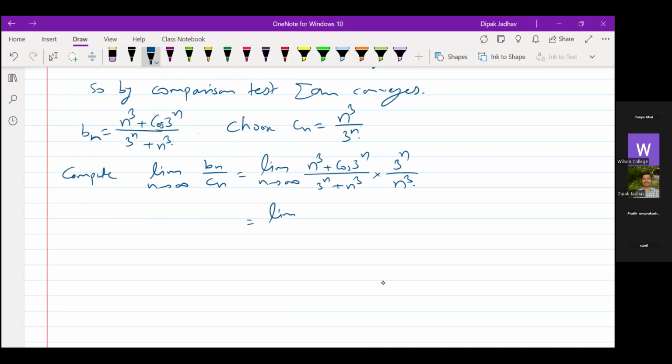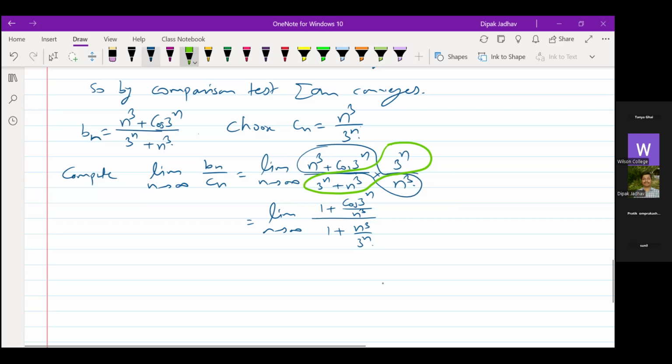So what are you going to get? Limit n tends to infinity, 1 plus cos of 3 raised to n upon n cube, and here you'll have 1 plus n cube upon 3 raised to n. Is it okay? We divided this term by this, and this term by this. We have written something like this.